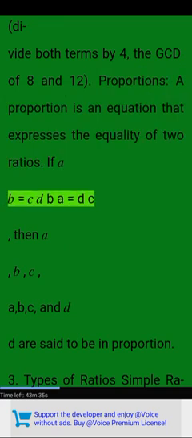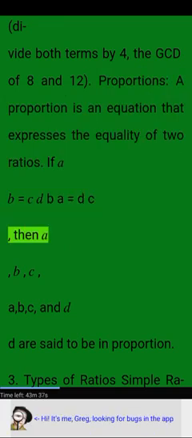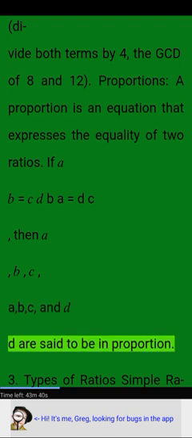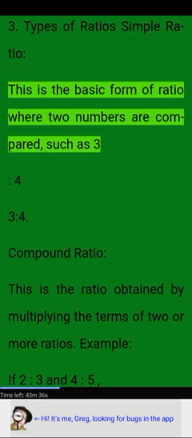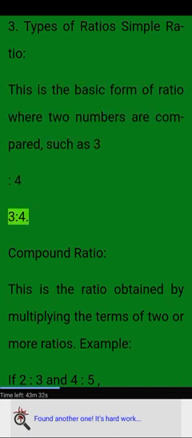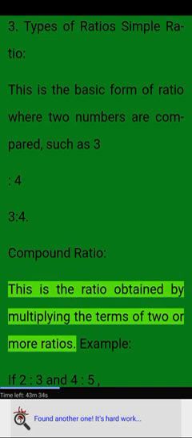If a/b = c/d, then a, b, c, and d are said to be in proportion. 3. Types of ratios. Simple ratio. This is the basic form of ratio where two numbers are compared, such as 3:4. Compound ratio. This is the ratio obtained by multiplying the terms of two or more ratios.